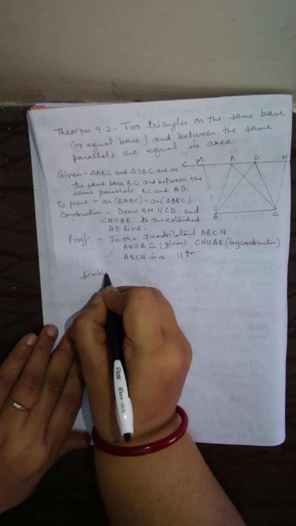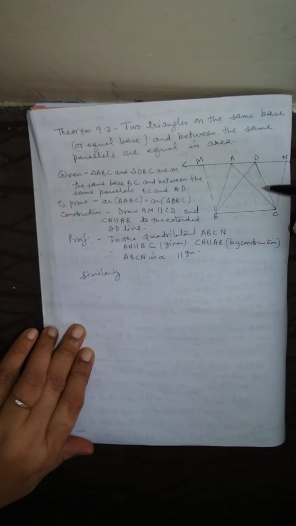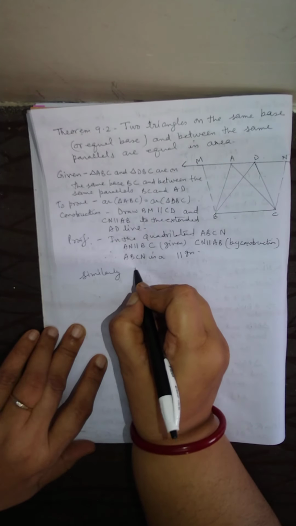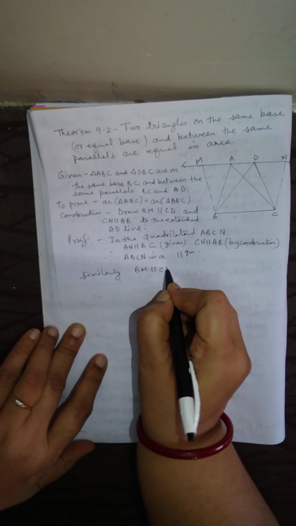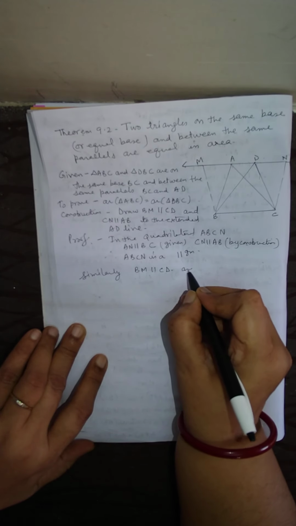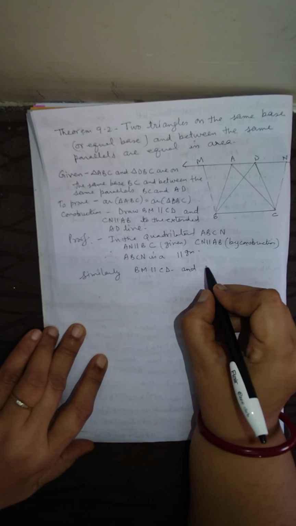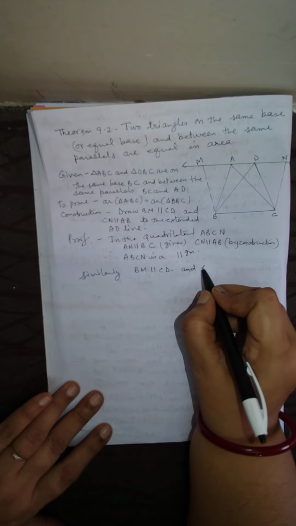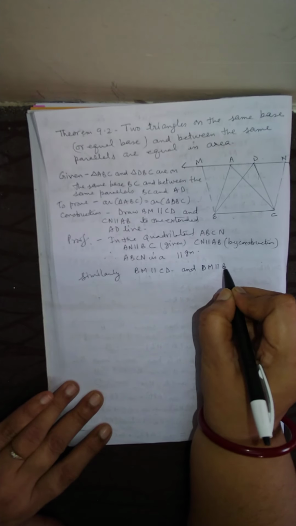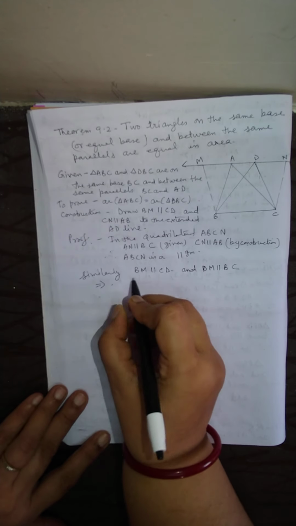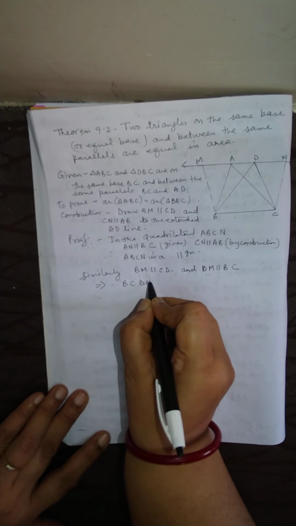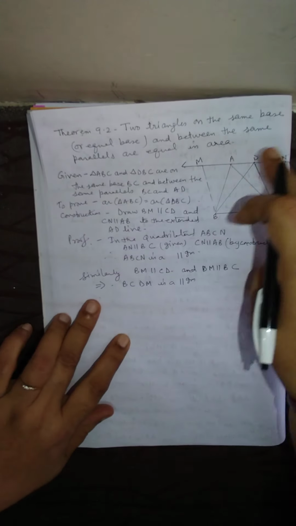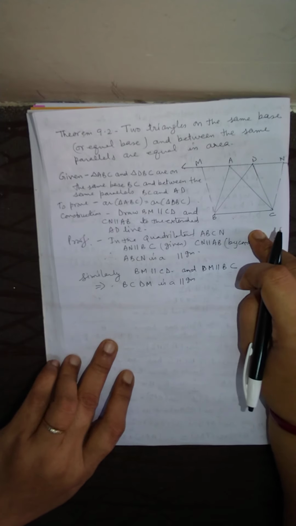Similarly, BM is parallel to CD by construction and DM is parallel to BC. So this implies BCDM is a parallelogram. When the opposite sides of a quadrilateral are parallel, it is a parallelogram.